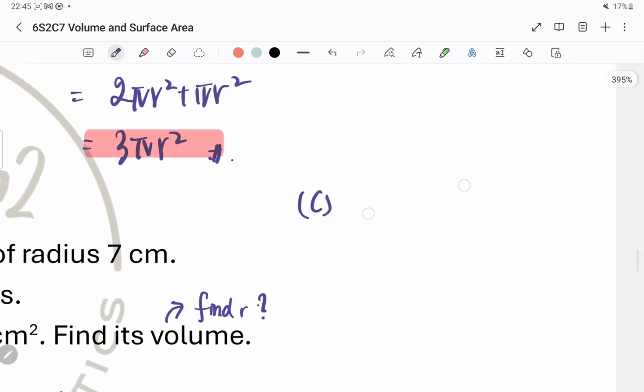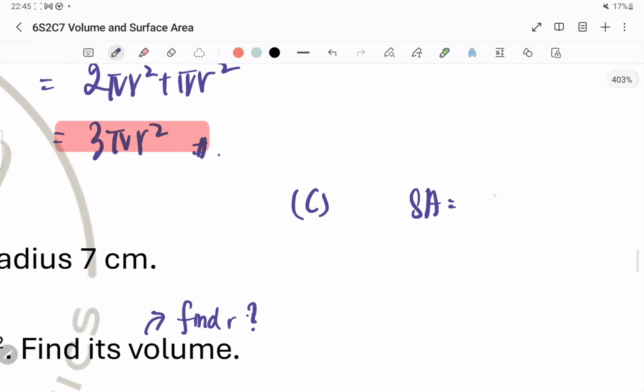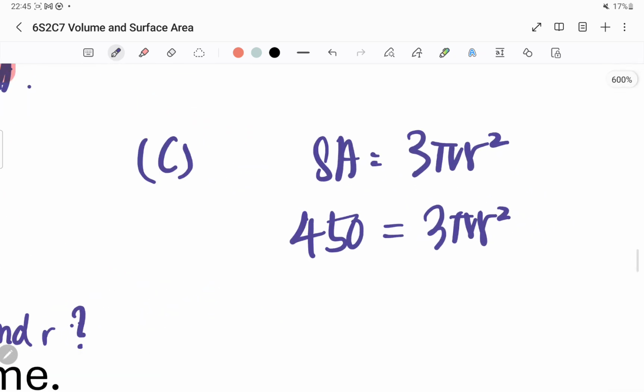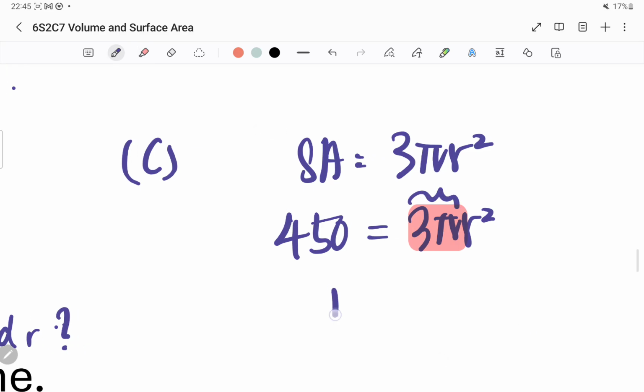So a hemisphere, remember, a hemisphere surface area is 3 pi r squared. In this case, they tell you that it's 450. So you put on the left hand side 450, right hand side 3 pi r squared. Like what I taught you before, throw everything together. What you can do is throw 3 pi together, because they are considered like one set. So you have r squared equals 450 divided by 3 pi.